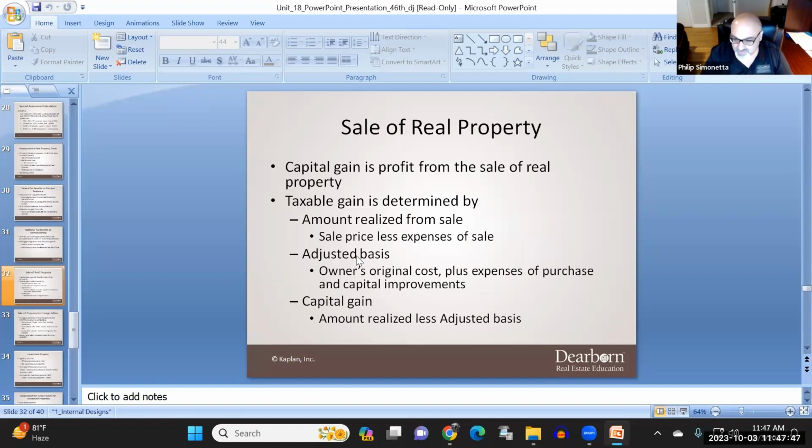So you have your original cost plus expenses of the purchase, any points, anything that you paid. Say you paid a commission on the buy side, that would be there, and any capital improvements, like you put in a new roof, new windows, all that. That would be your adjusted basis, your original cost plus all the other money. And the capital gain is the amount realized less the adjusted basis. So you sold it for 150, your adjusted basis is 100, you made 50. That's your capital gain, right? If you lost 50, that'd be a capital loss, right?